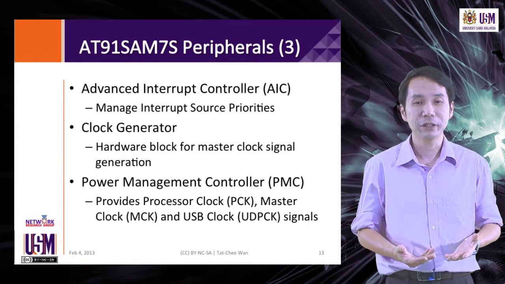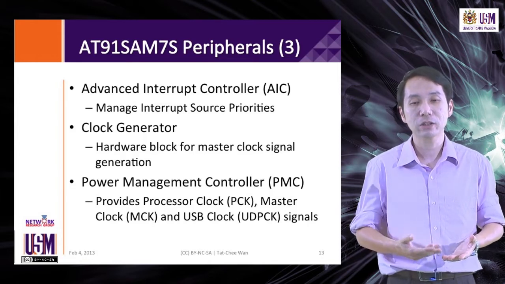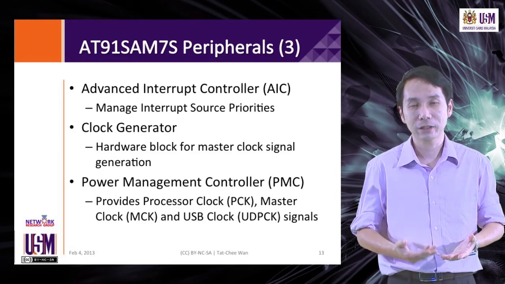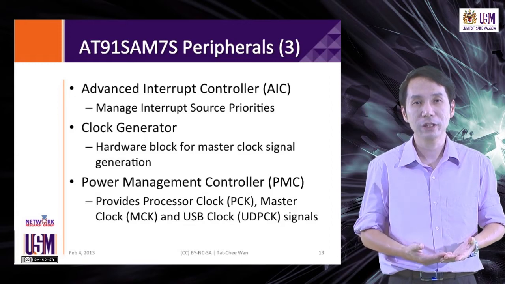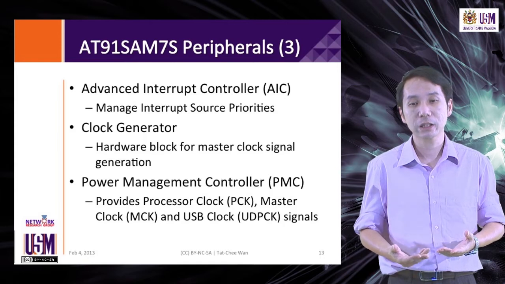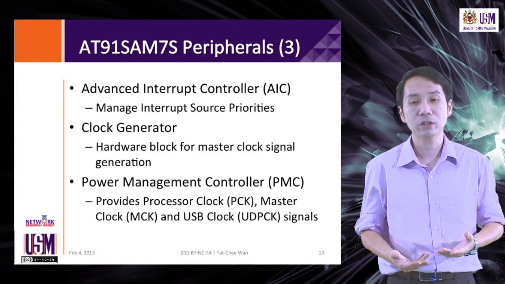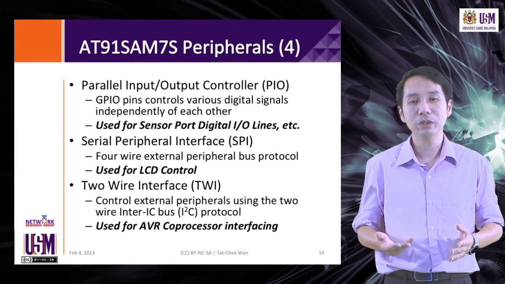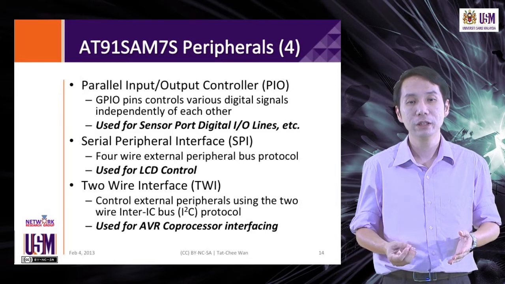Then we have the clock generator, which is a hardware block for master clock signal generation, and this gives all the various clock signals used by the blocks as well, including all the serial communications blocks. The power management controller will provide the processor clock, the master clock, as well as the USB clock signals for use by the USB subsystem.